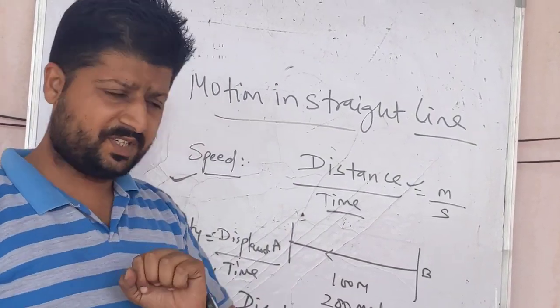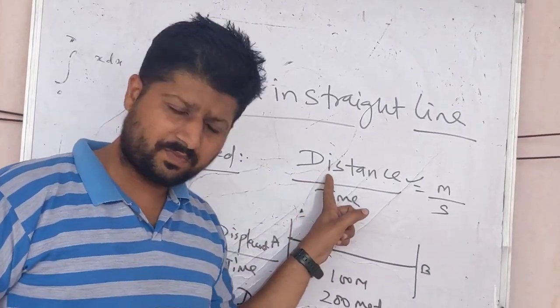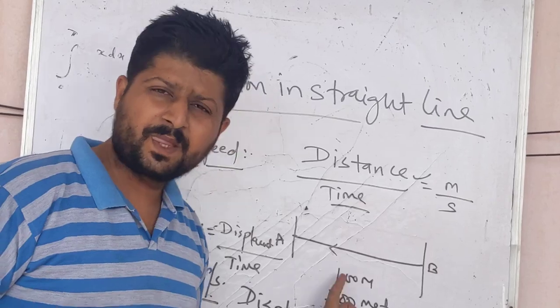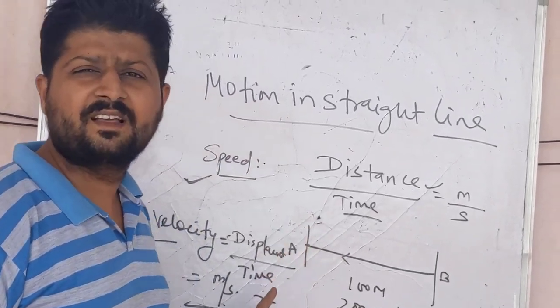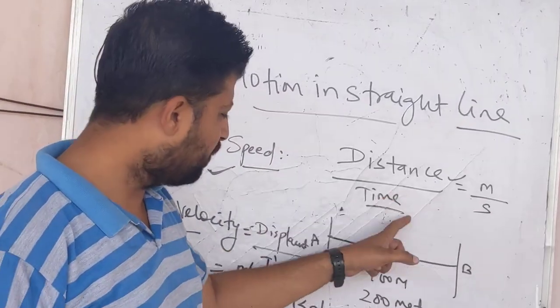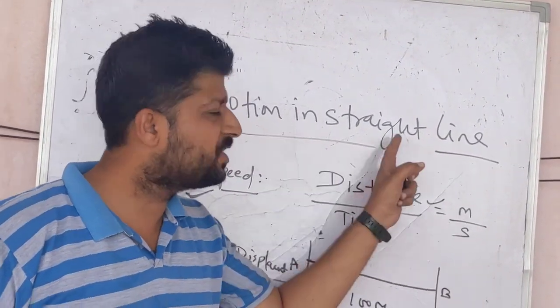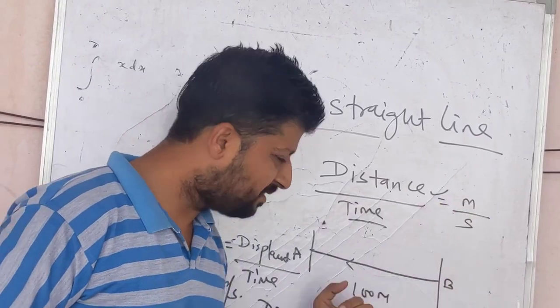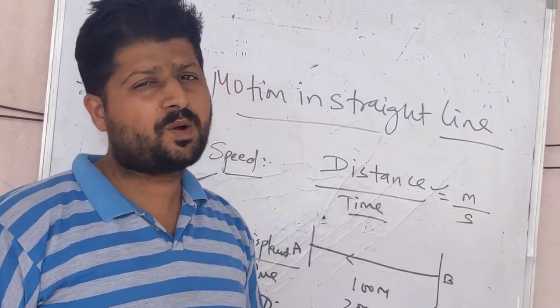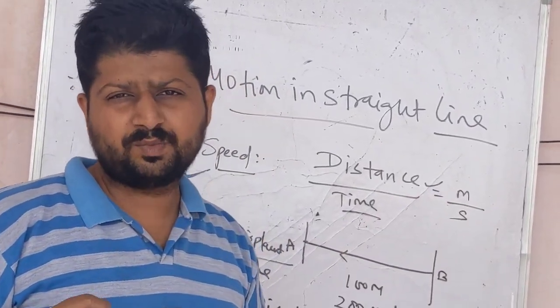So we initially talked about distance, displacement, speed and velocity. These are the most important topics when we talk about motion in a straight line. By using these, we have to solve some problems in our textbooks.